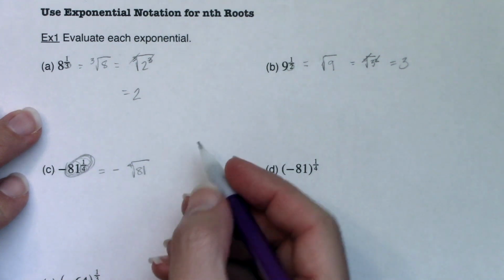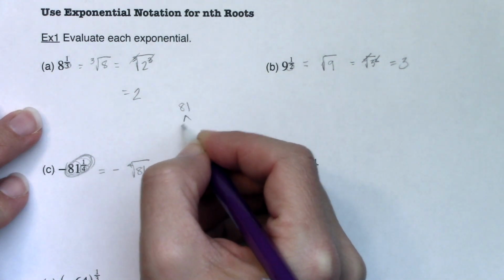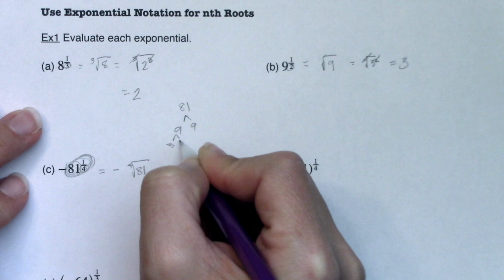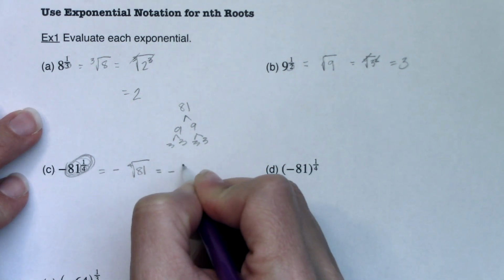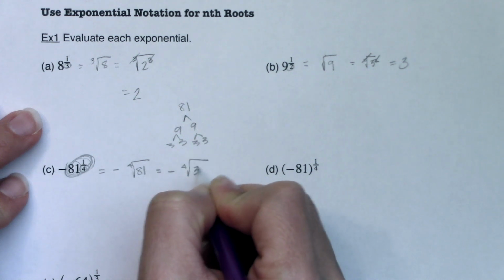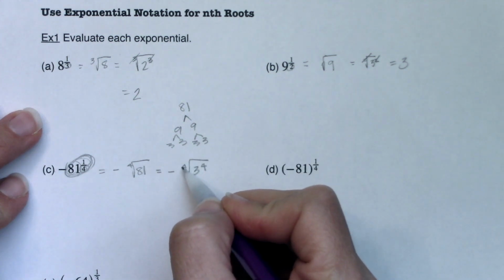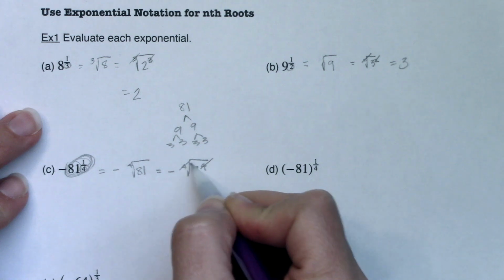And then it's on me to simplify this. And 81, if we break it down, we know it's 9 and 9, which is 3, 3, 3, 3. So this becomes the opposite, or the negative, of the 4th root of 3 to the 4th. When I have a root that matches an exponent, those cancel out.